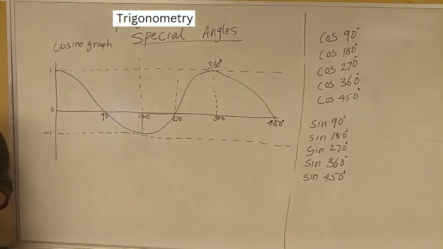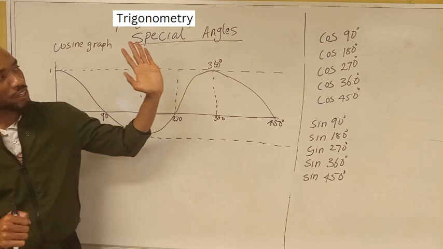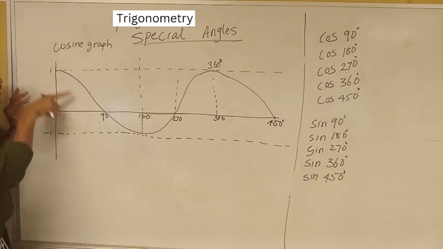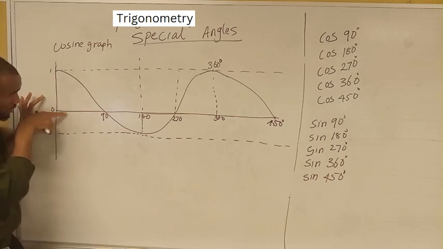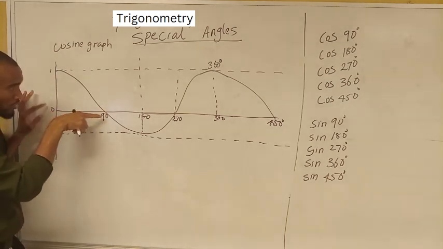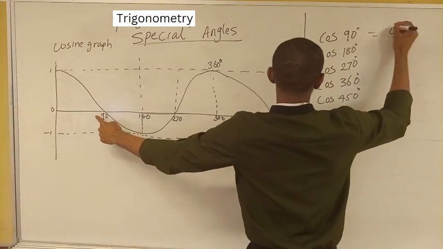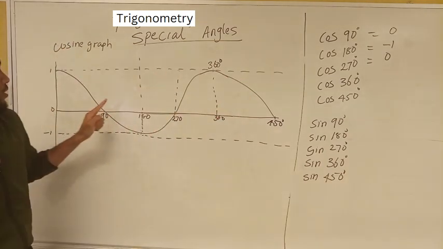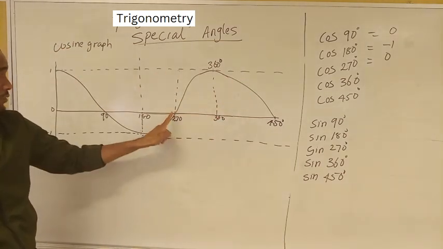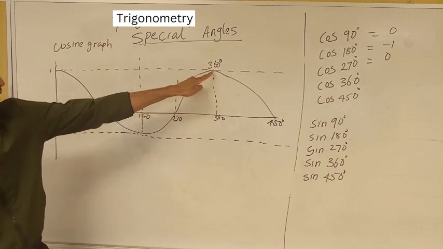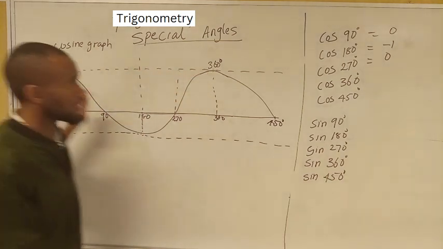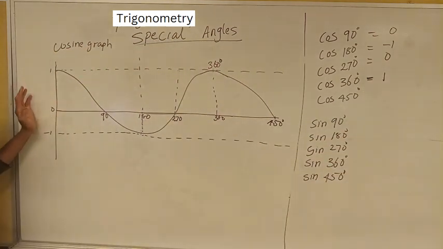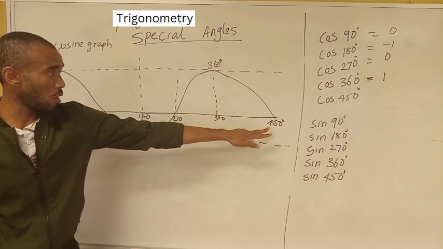So in this case, let's now find what cos 90 would be. Cos 90 is on this side, on the 0 level. So cos 90 is equal to 0. Cos 270 is also on the line of 0, while cos 360 is hitting the upper region, which is 1. So cos 360 in this case must be 1. Cos 450 is on 0.